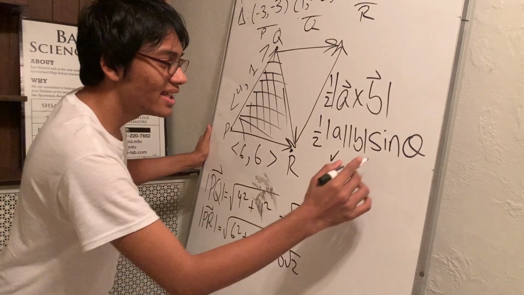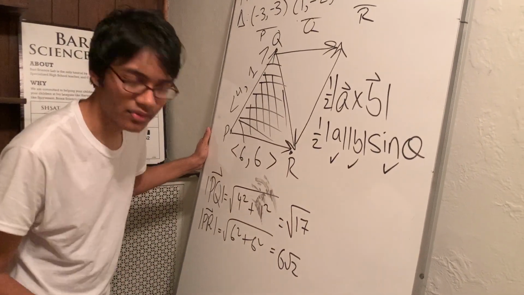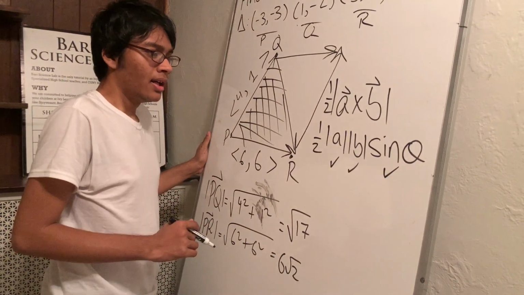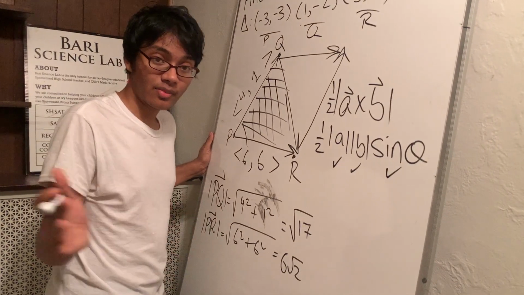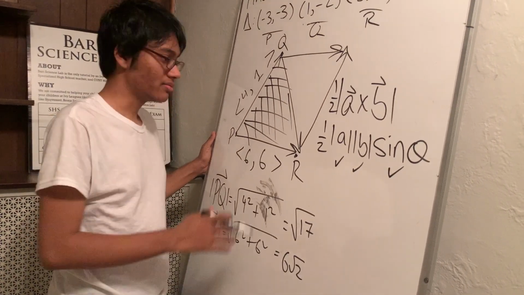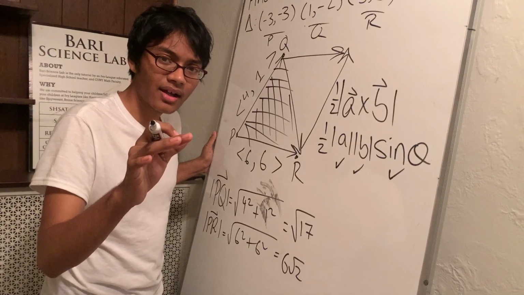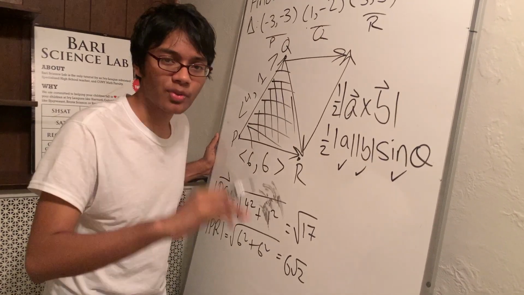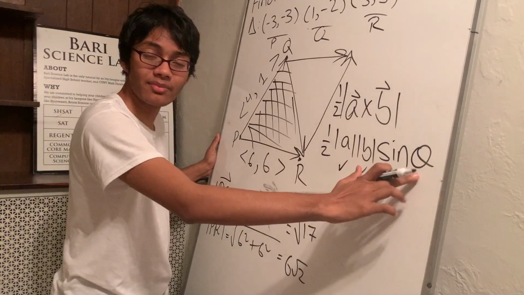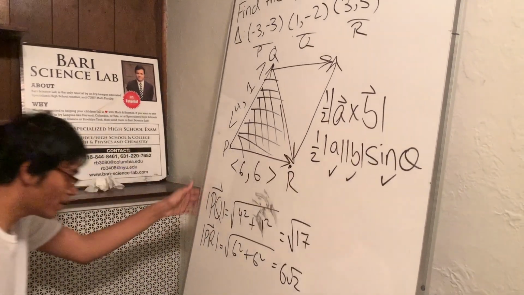Final thing I need is sine of theta, or just theta, right? How do I find theta? Well, this one's a bit tricky. You can bring your protractor. That's not going to help you much because this is not drawn to scale. What you could also do is use the dot product, right? Remember, the dot product can be used to find the angle. So let's go ahead and do that.